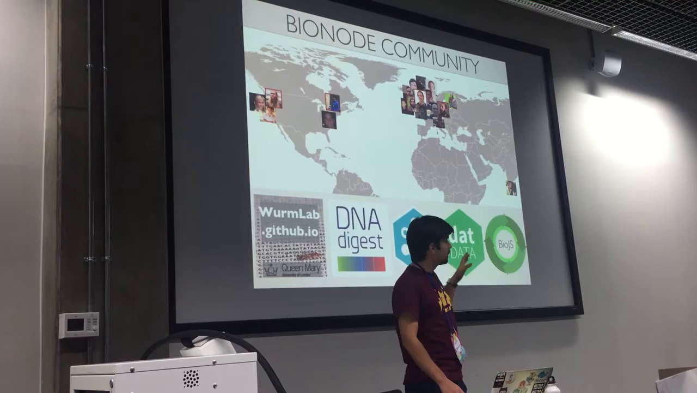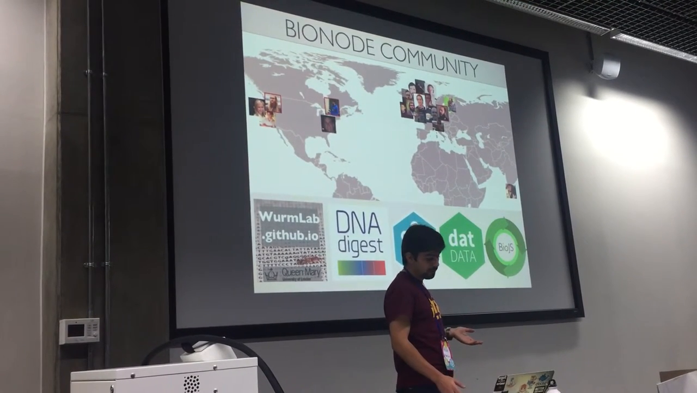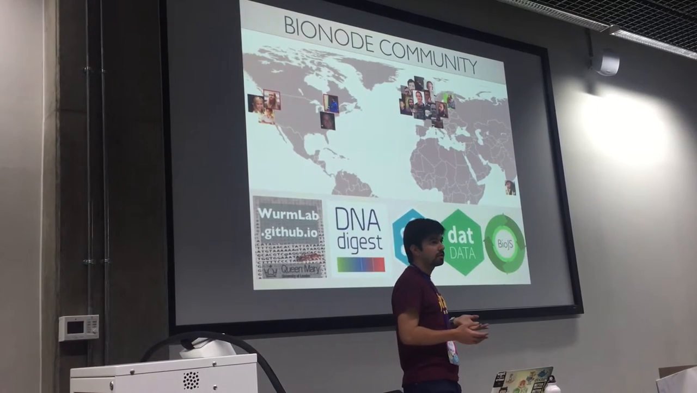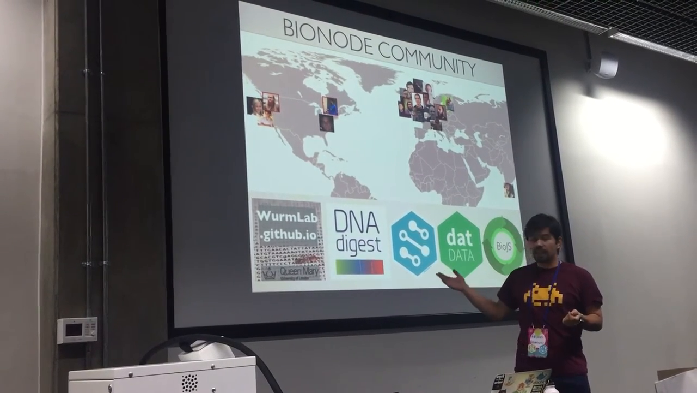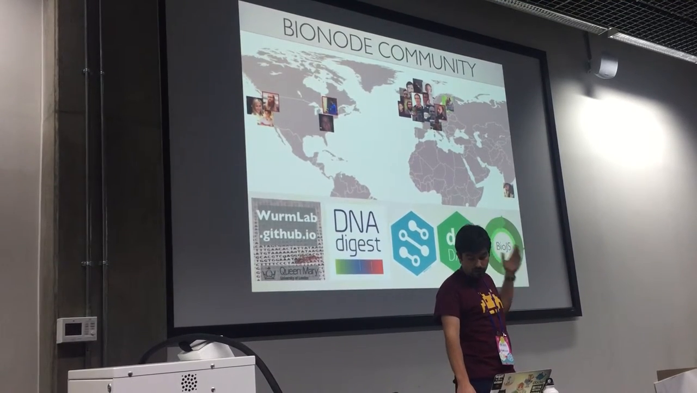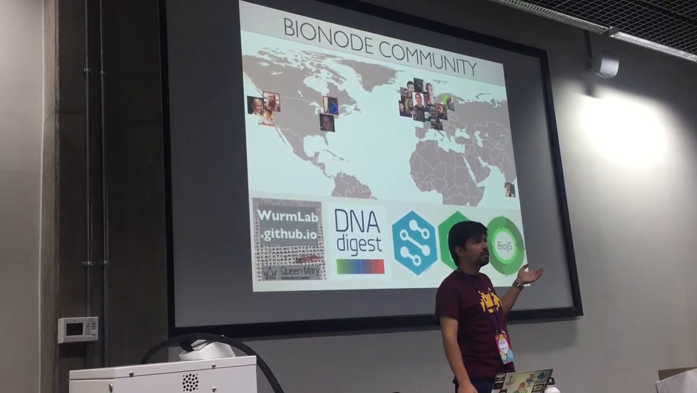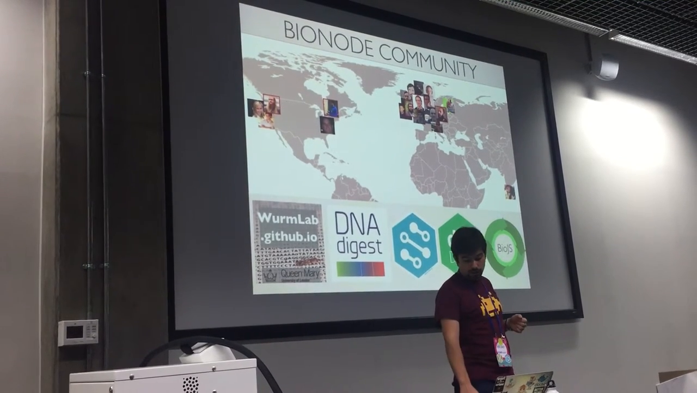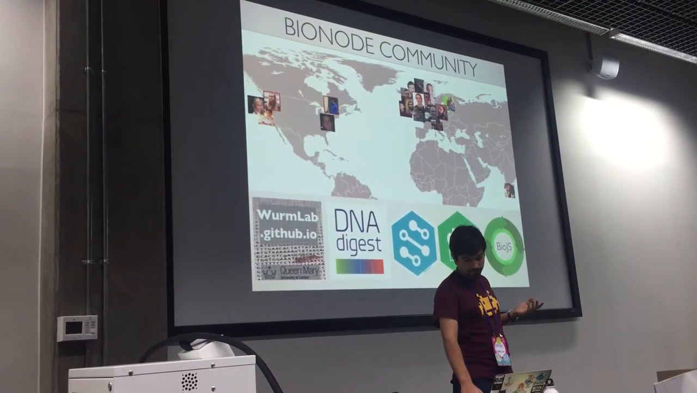And this is the Bionode community. We are still a very small community, but we have some collaborations with other projects, like for example, DNA Digest, we do hackathons together. Repositive is a search engine for genomic data. DAT is doing version control of data and distribution. And BioJS is doing visualization of biodata.